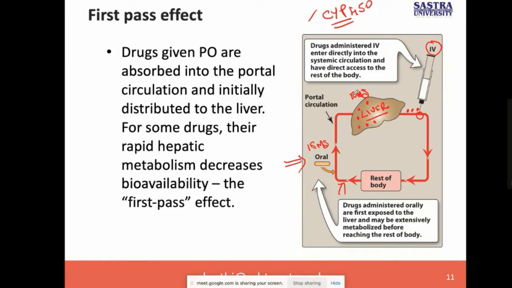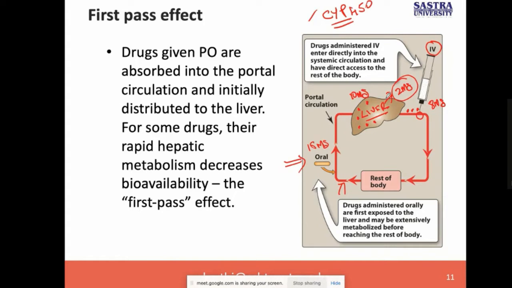So only 10 mg got absorbed into the portal circulation. Those 10 mg are subjected to the liver. Say only 8 mg enter into the systemic circulation. The other 2 mg are detoxified or metabolized by the liver. They cannot enter into the systemic circulation.